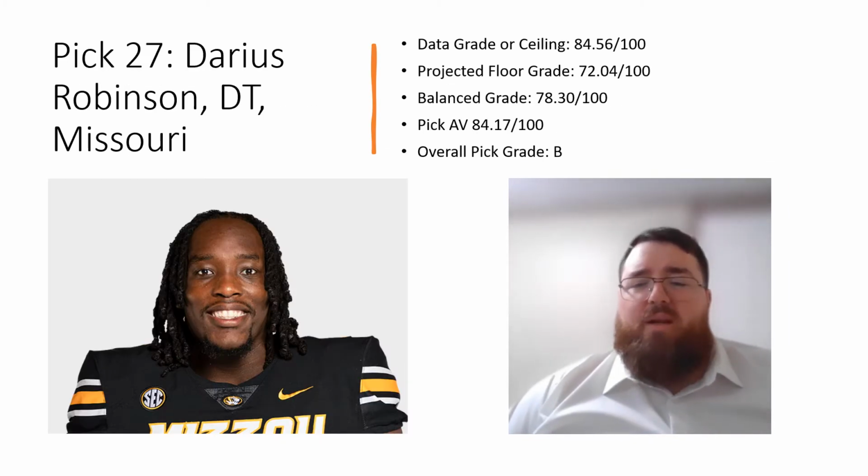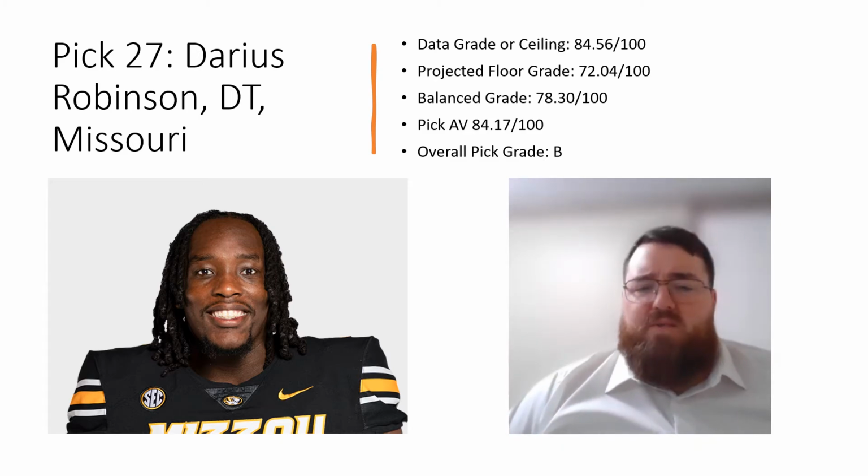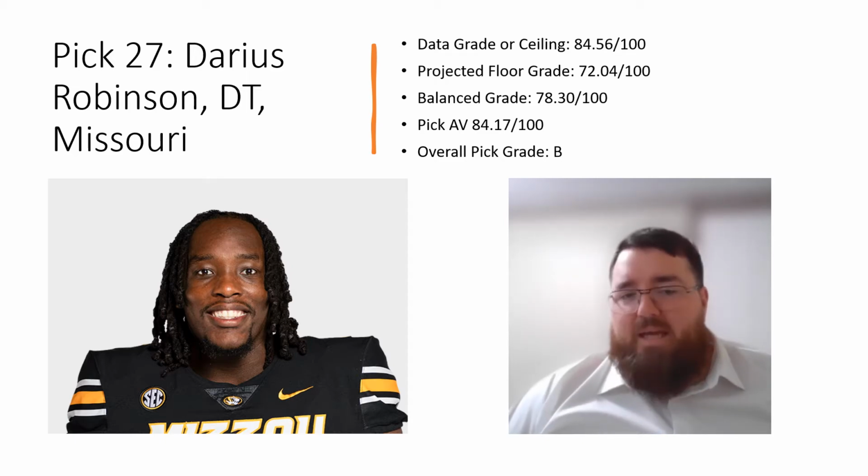Now we get to pick 27, which is Darius Robinson, defensive tackle from Missouri. His data grade or ceiling is 84.56 out of 100. His projected floor is 72.04 out of 100. His balanced grade is 78.30, and his pick AV, or the average AV of the selection that he was selected at, pick 27, is 84.17. I would give this overall pick grade a B.